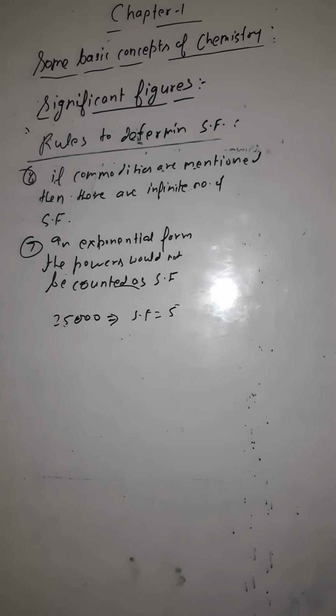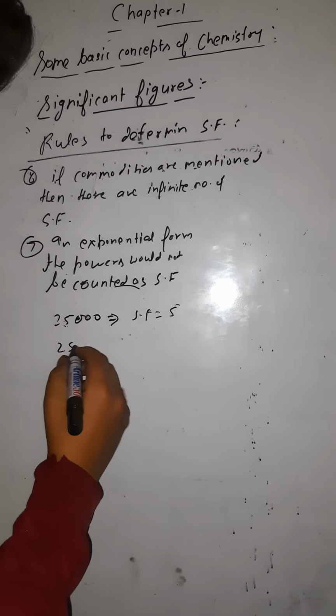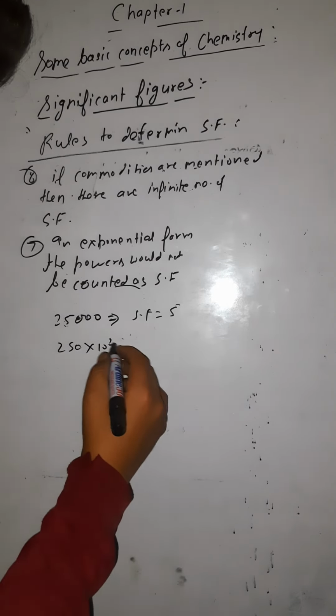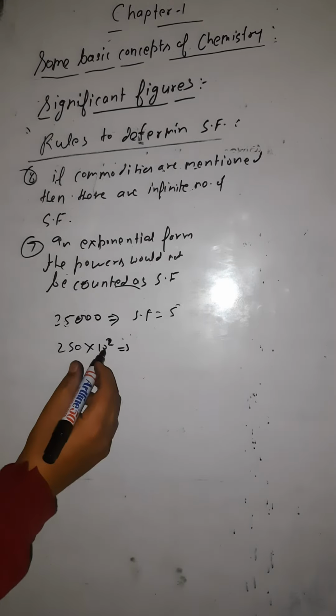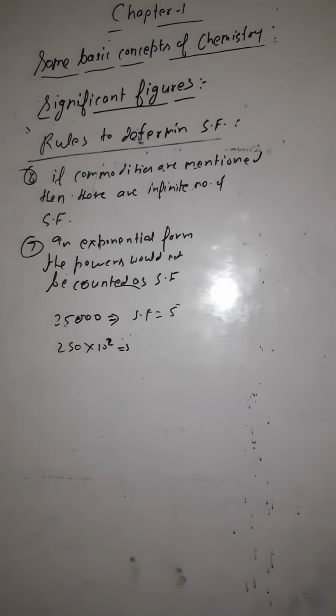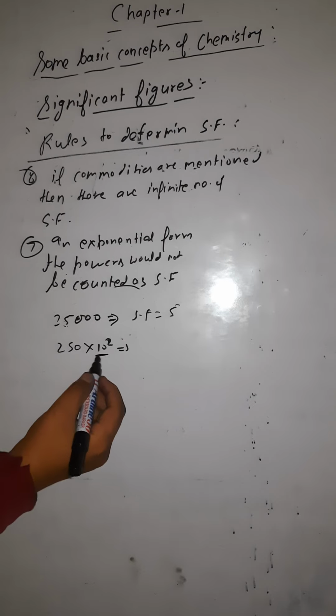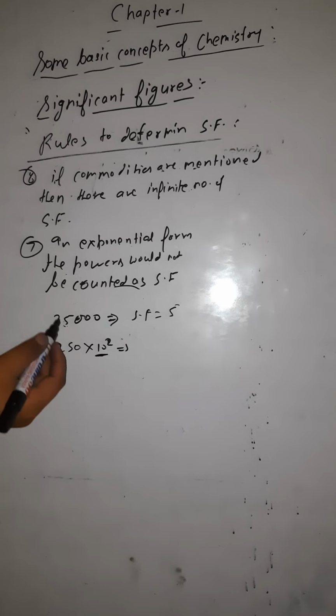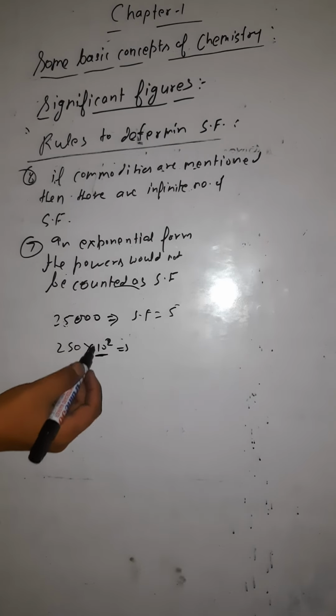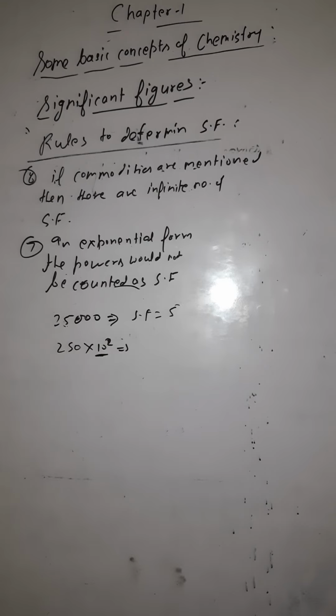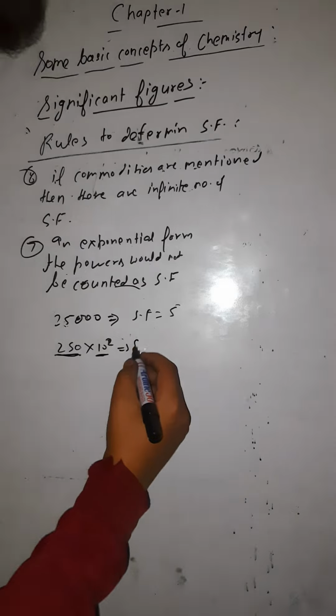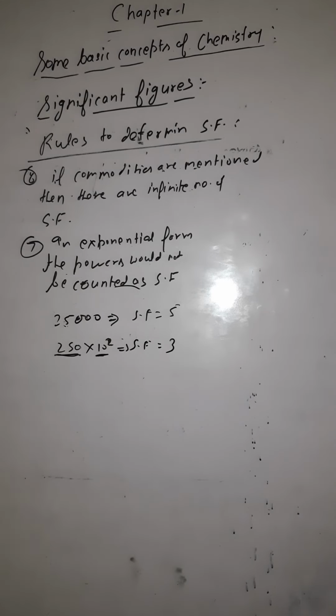Now suppose I write it like this also: 250 multiplied by 10 to the power 2. 2 zeros here, 1 zero here. So this can be written in this form also. Can you tell me the significant figures here? Now you would not count this one because I have written this in exponential form. Only these three would be the significant figures. So how many significant figures now? 3. Now I have varied the significant figures.